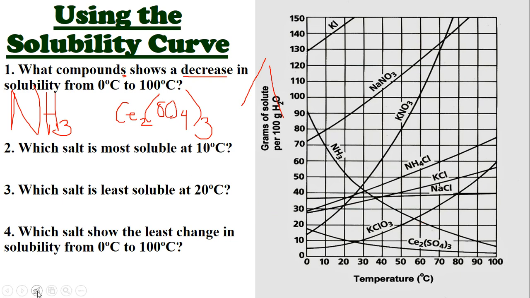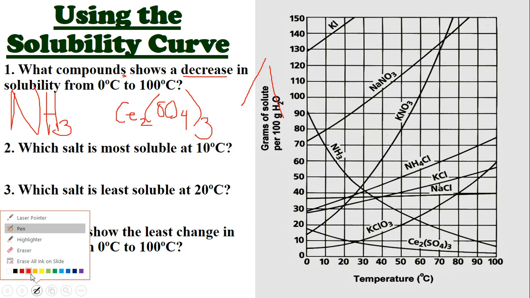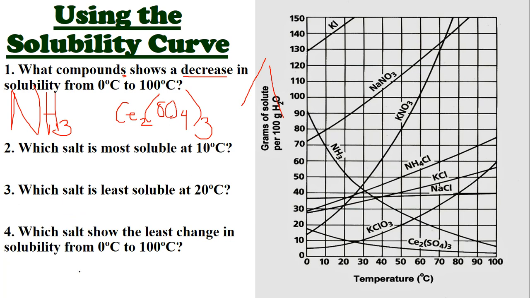All right, I'll switch colors for this next one. Let's do blue, dark blue. It says which salt is most soluble at 10 degrees Celsius. So you go to the bottom of the chart where it says 10 degrees Celsius and you follow it up. It says most soluble, so we want the last line we would hit as we go up. As we go up, we keep hitting lines. It may be this one, but oh wait, here's the last one, which is KI. It's the topmost line.